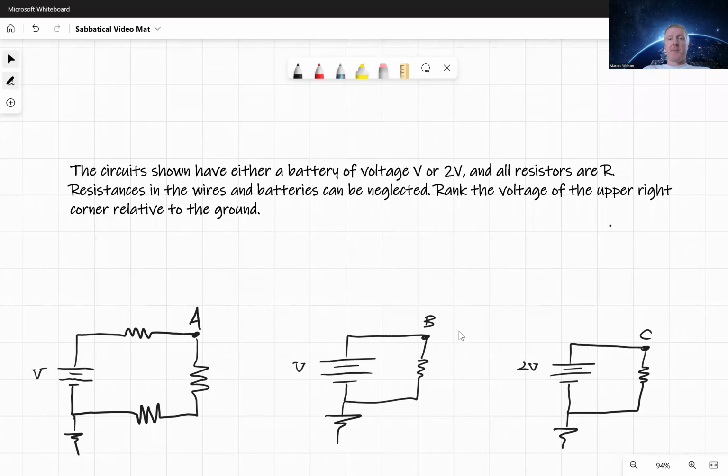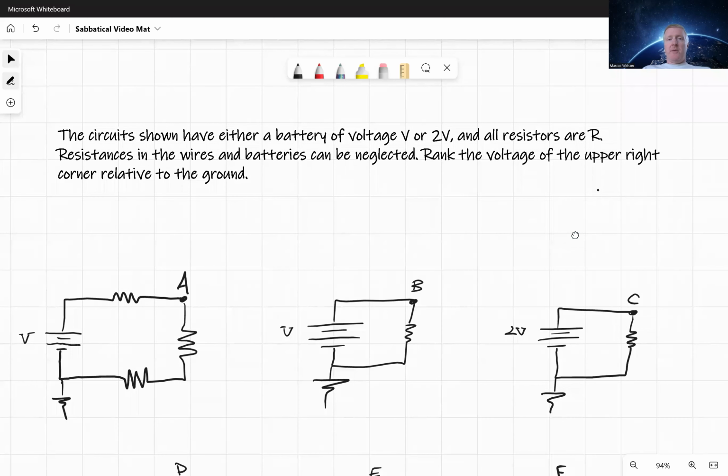Happy day, friends. We're going to take a look at some DC circuits today and do a ranking of the voltage, also known as the potential difference, across a couple of points relative to ground in the circuit. So let's take a look at the circuits that we've got on tap today, and we'll see what we can come up with as we go through an analysis.